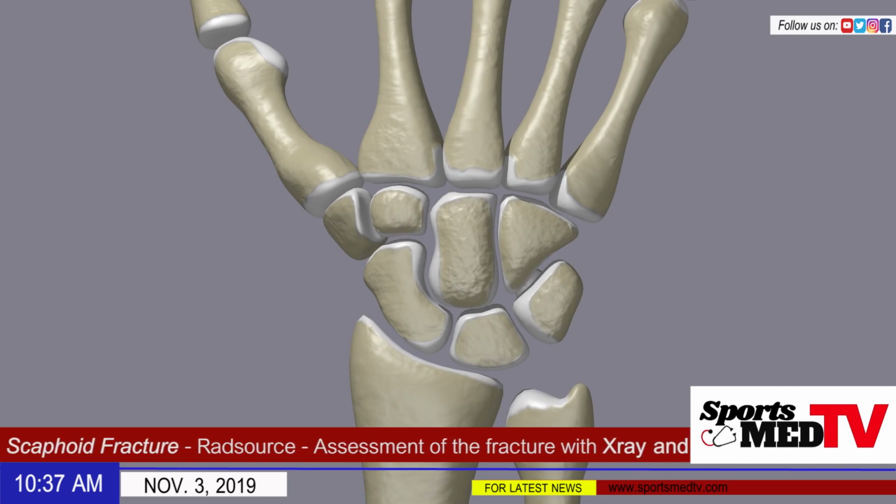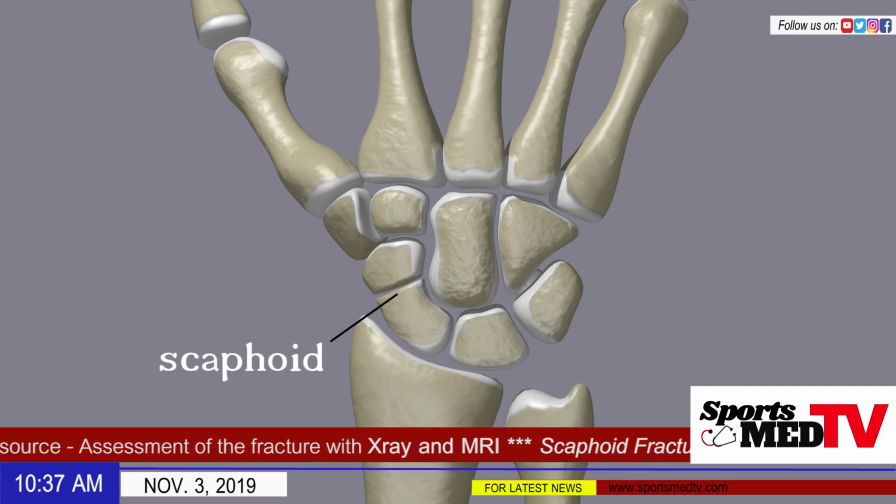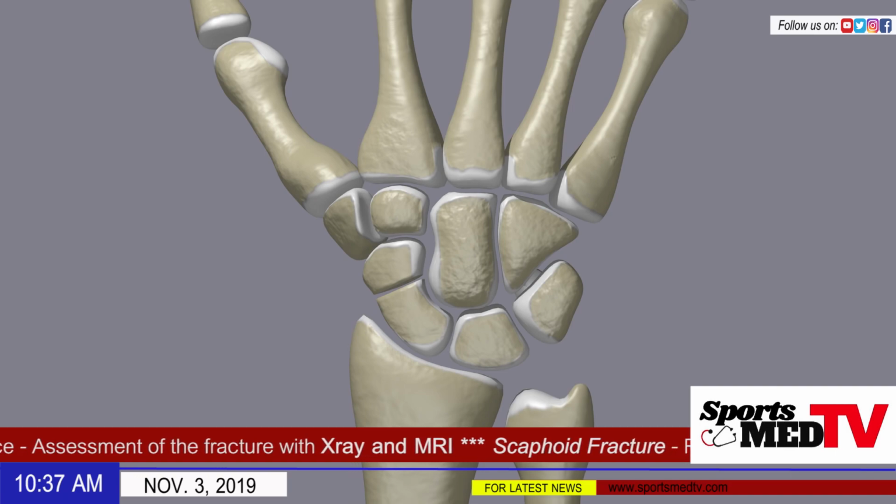Okay, so the patient typically presents with pain on the radial side of the wrist, tenderness on the snuff box, and pain on palpation of the scaphoid tubercle. And difficulties, of course, with range of motion. Radiographs are necessary to confirm the diagnosis, and sometimes an MRI or magnetic resonance imaging must be performed.